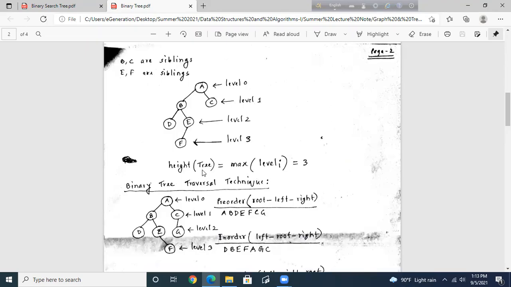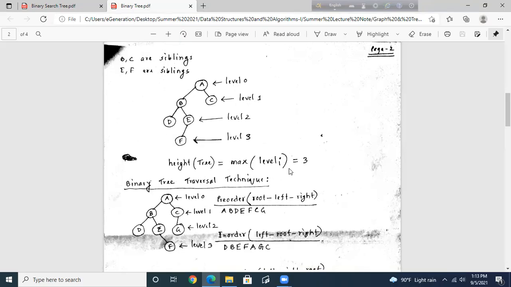Now, what will be the height of the tree? Height of the tree equals the max of level i. You have to find out the maximum level. Here the maximum level is 3, so I have written 3, because it is the max of level i. Among all the levels, you have to find which is maximum. Since our maximum level is 3, the height of the tree is 3.